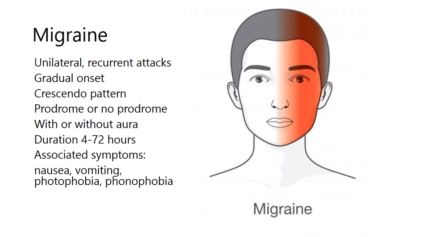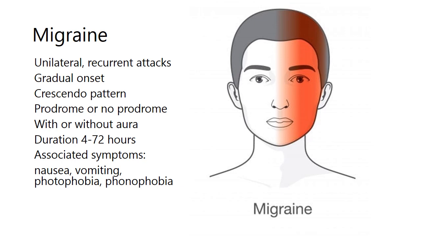Patients will describe a very gradual onset, and this can be from days in advance of the migraine. People can actually describe something that we call prodrome, which I'll get to in a moment or two. But it's got this typical crescendo pattern. What I mean by that is it has this slow, gradual onset that eventually gets to quite a moderate to severe level of pain.